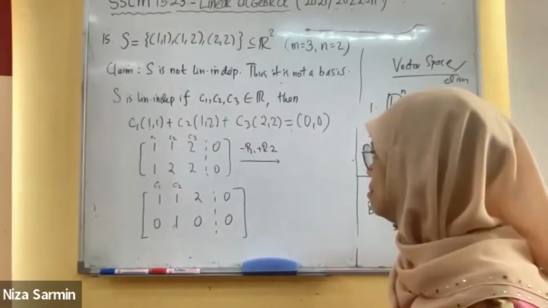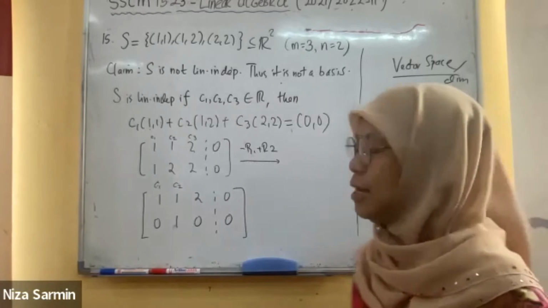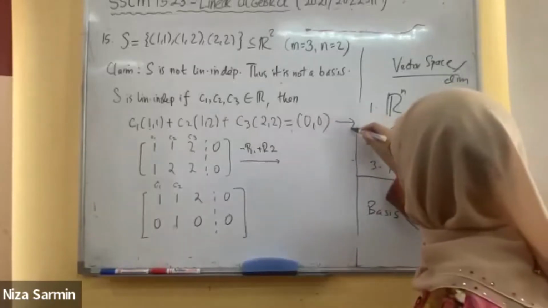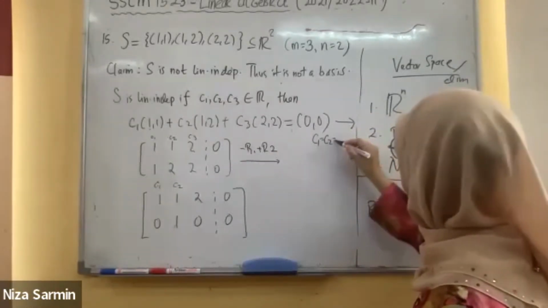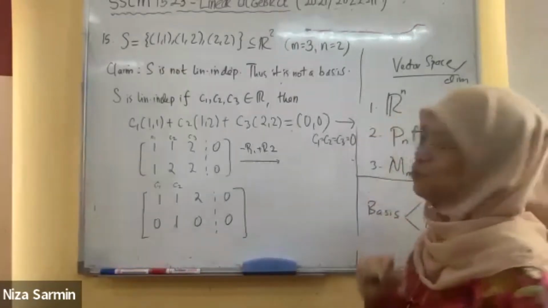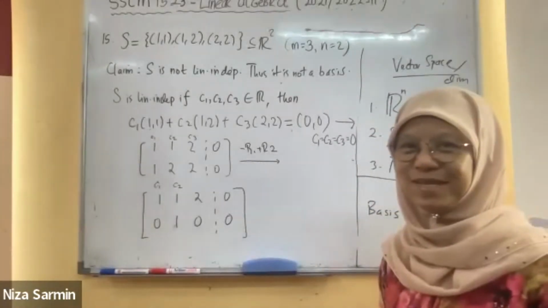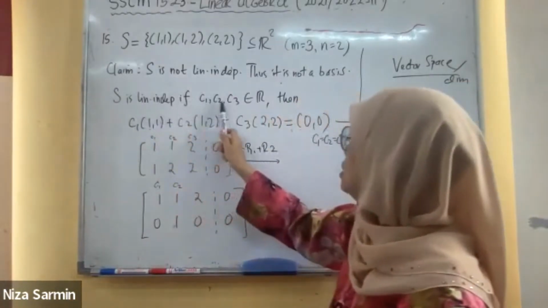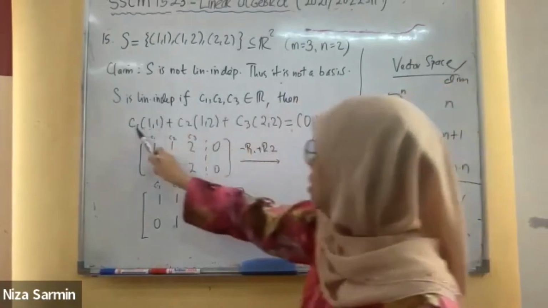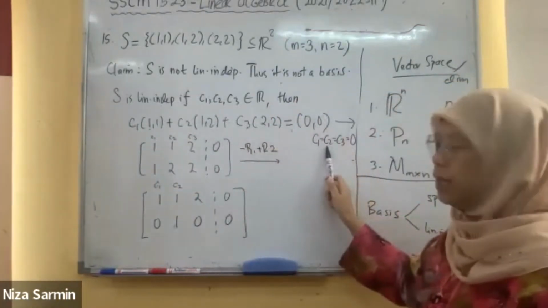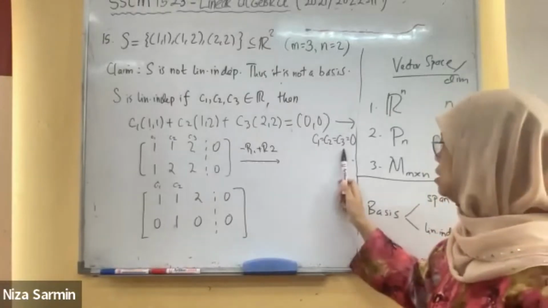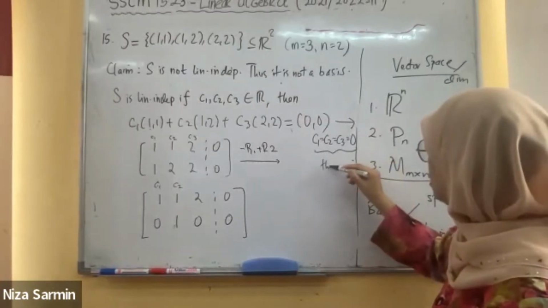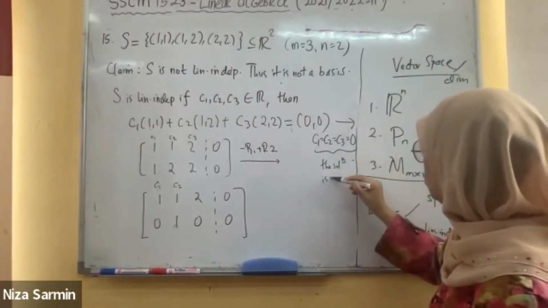You mentioned the definition of linear independence, right? You need to say that C1, C2, C3 are 0 only. Yes, this implies C1 equals C2 equals C3 equals 0. Thank you, Eugene. S is linearly independent if C1, C2, C3 in R, then this equals 0 implies C1 equals C2 equals C3 equals 0. So this means the solution is unique.